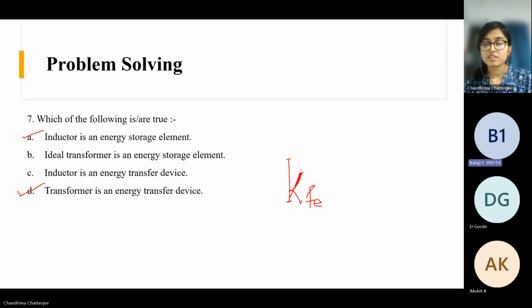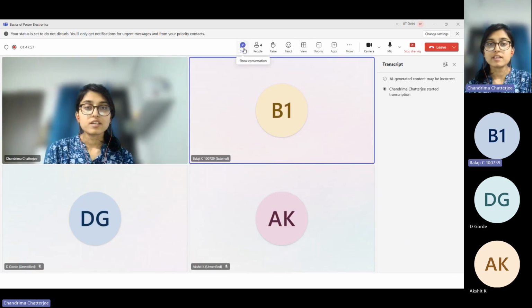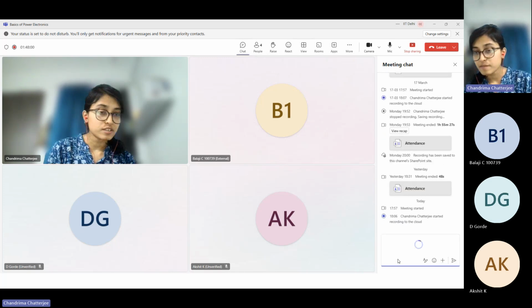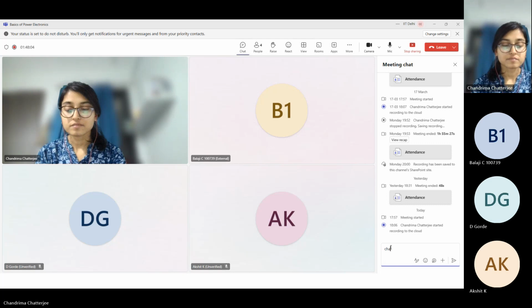How do I send, ma'am? So share your mail ID? Okay. I will share my mail ID. I am writing it here only right now. Okay, ma'am. Note it down. And you can send me. I will try to answer. Okay, ma'am.